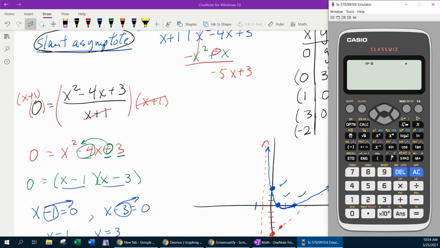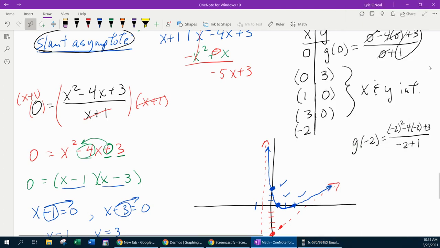So we're going to hit clear. We're going to start with a fraction, and we're going to do (-2) squared minus 4 times (-2). Notice that negative numbers have to go in parentheses. That is absolutely important. And in the denominator, -2 plus 1. And we get a value of -15. So that means we have the ordered pair (-2, -15).